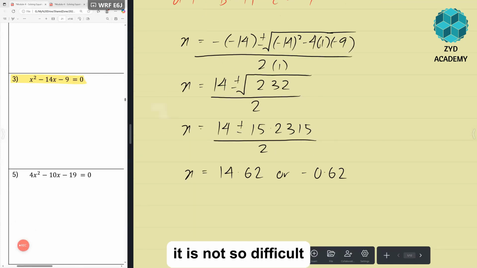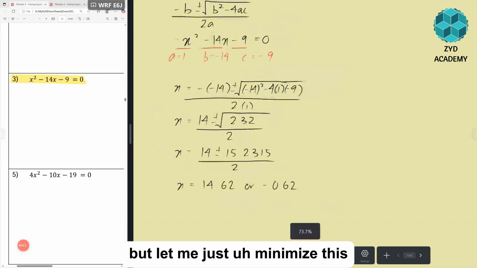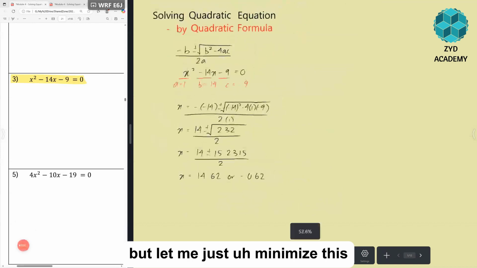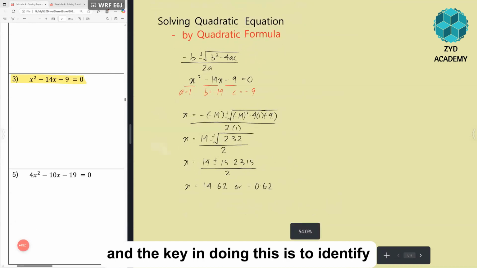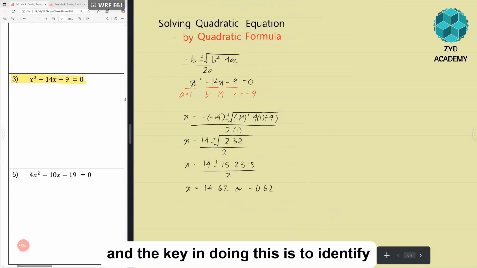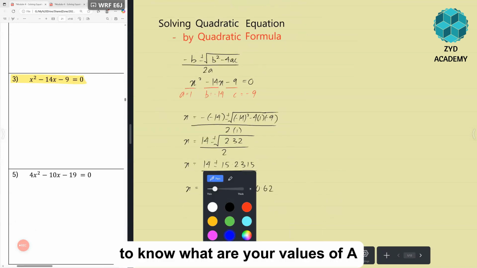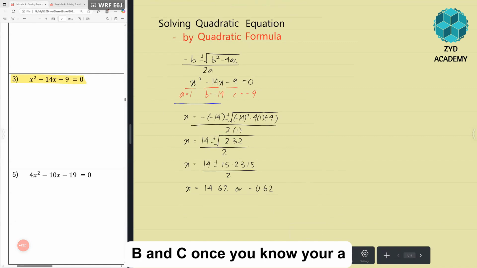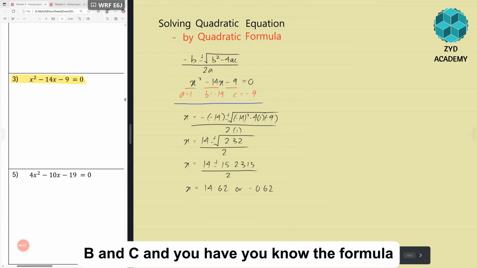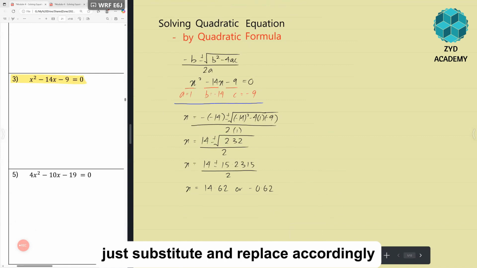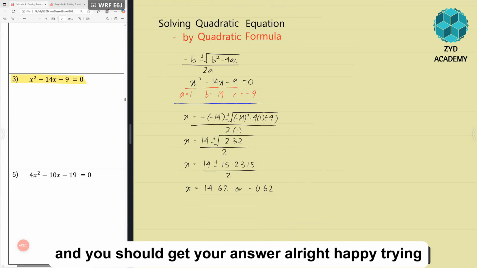It is not so difficult, but let me just minimize this. And the key in doing this is to know what are your values of A, B, and C. Once you know your A, B, and C, and you know the formula, just substitute and replace accordingly, and you should get your answer. All right?